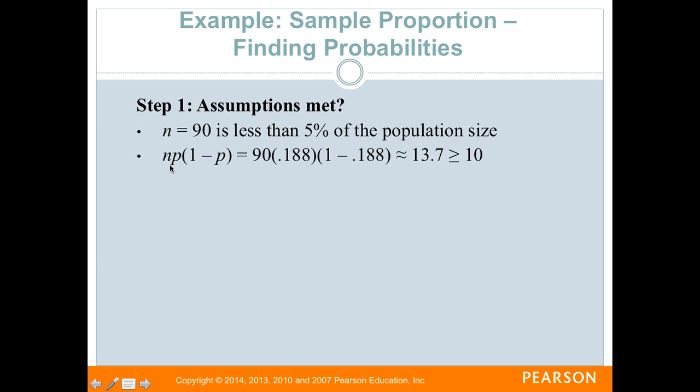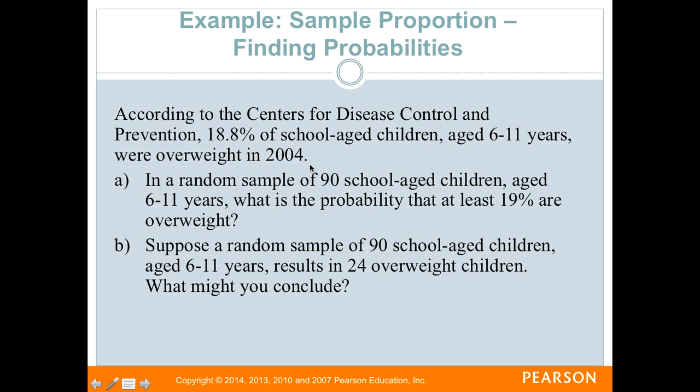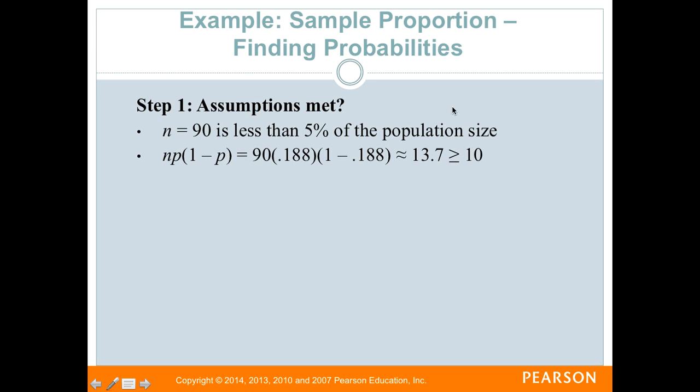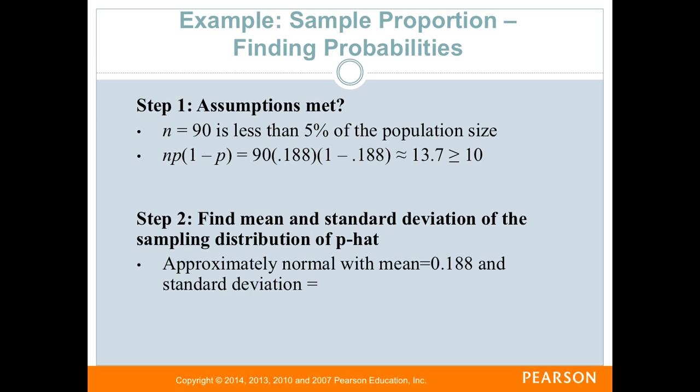And then the other thing we want to check is that n times p times 1 minus p is at least 10. Our sample size was 90. Our proportion was 0.188. That was our percent of children who were overweight. And then we do 1 minus 0.188 and we multiply those three numbers. We get 13.7. That's greater than or equal to 10, so that assumption is met as well. We can say that it's normally distributed. And then step 2 would be to find the mean and the standard deviation.